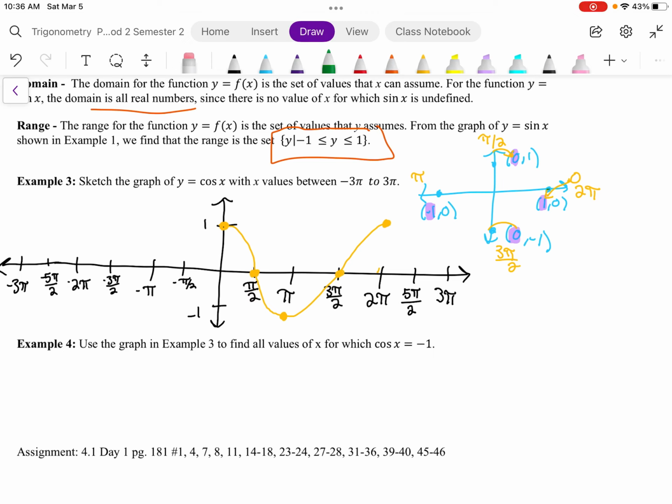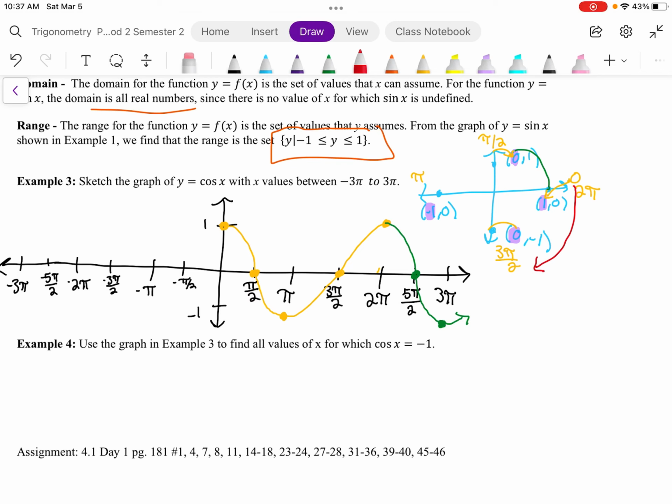Now let's continue working our way around. And we're going to follow that same pattern, going to 0 and then negative 1. So that's the rest of our graph going all the way up to 3 pi. Now we can go the opposite direction. We're going to start at 0 and go in the negative.